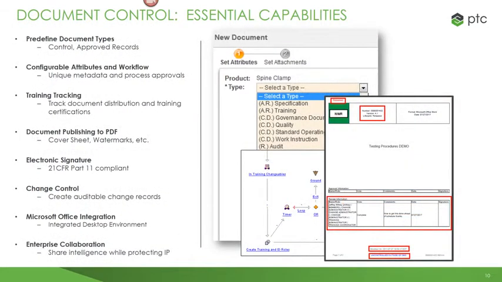Within the doc control solution, there are a number of essential capabilities. Predefined document types out of the box, such as control documents and approved records; configurable attributes and workflows; training and tracking, being able to define, approve, and monitor training and tracking against document types; document publishing to PDF, to publish cover sheets and watermarks; electronic signature for complete configurability of e-signature at all appropriate areas of the process; change control, fully integrated change control to create auditable records; Microsoft integration with desktop tools such as Microsoft Word and Windows Explorer; and enterprise collaboration, being able to share information across the enterprise as appropriate.